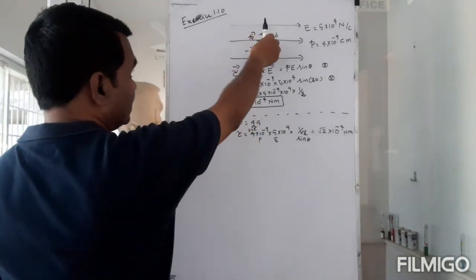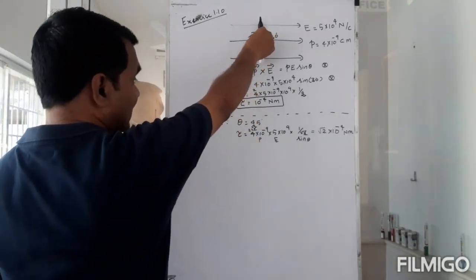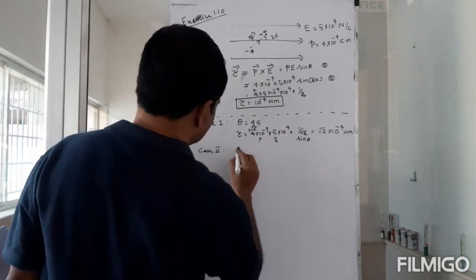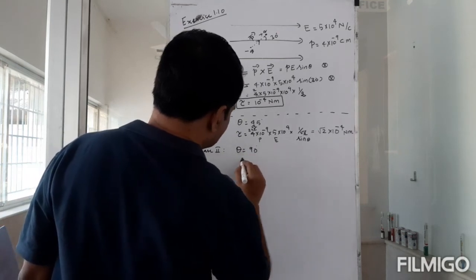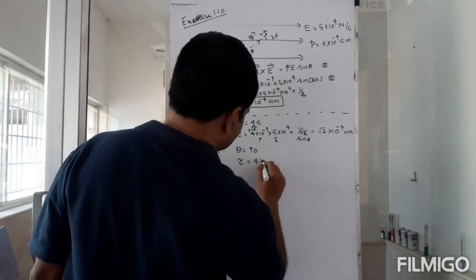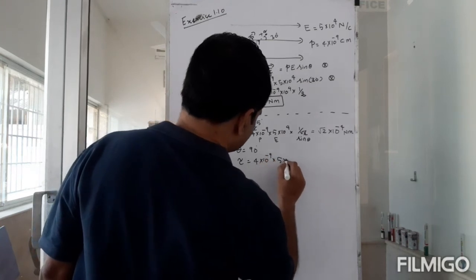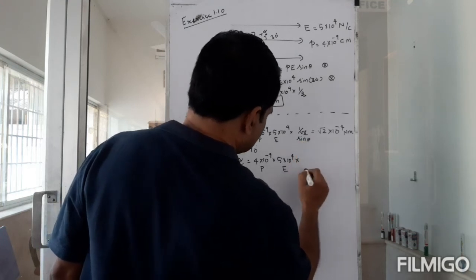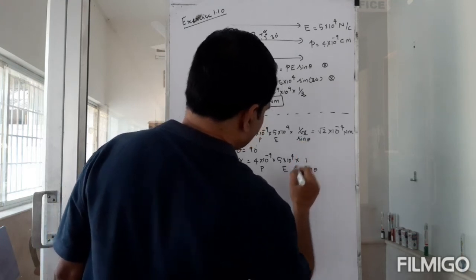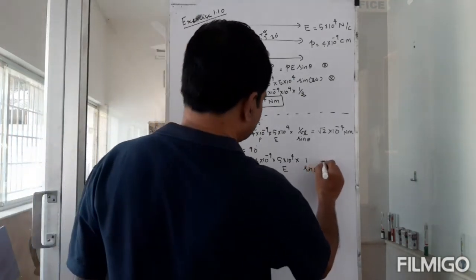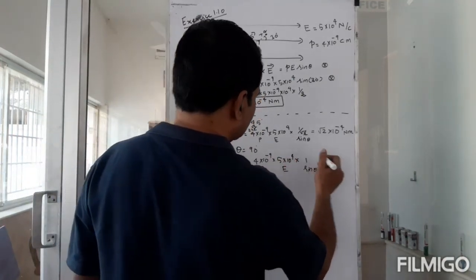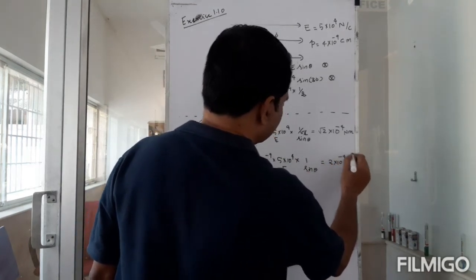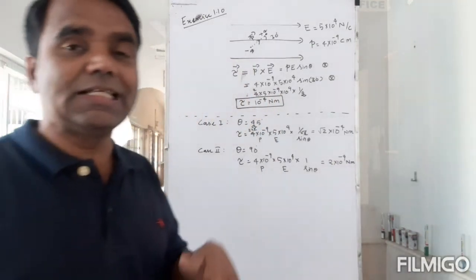But if the dipole was like this, making an angle 90 degrees, well, in case 2, the angle is 90 degrees, then my torque value is going to be the same 4 into 10 power minus 9 into 5 into 10 power 4, which is P, which is E. But now you see sine 90, the sine theta part, is going to be 1. Right? So that would give me 2 into 10 power minus 4 Newton meter. Same P and same E.